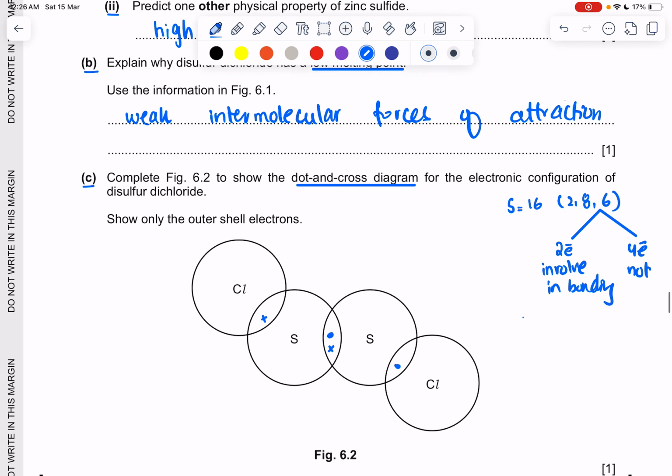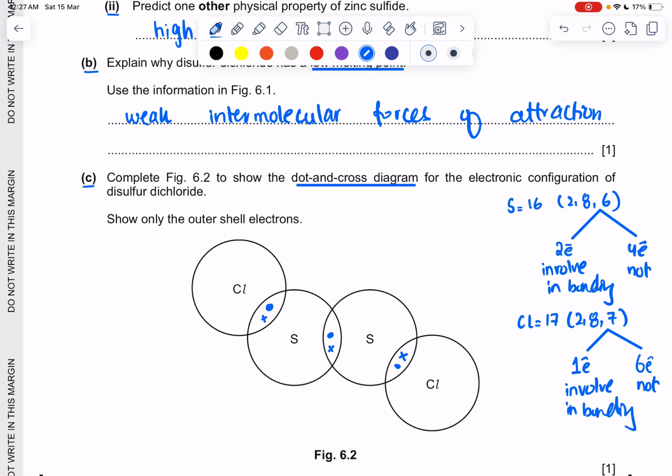Okay, for the chlorine, we have 17 atomic number. So the configuration is 2, 8, 7. So chlorine needs only 1 electron. So out of 7, 1 electron will be involved in bonding, and the remaining 6 will not be involved in bonding. So if 1 electron is involved in bonding, I am using a dot for this chlorine and a cross for this chlorine. So far we have completed the sharing of electrons between the sulfur and the chlorine atoms.